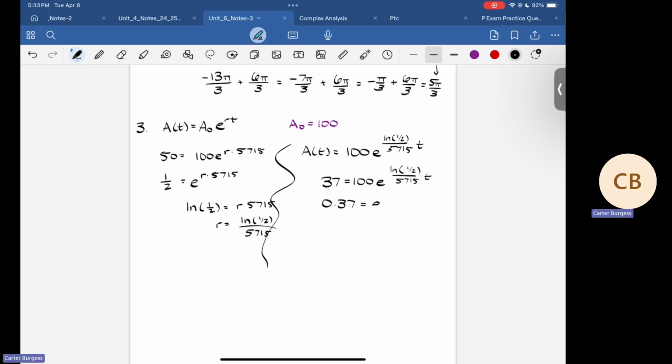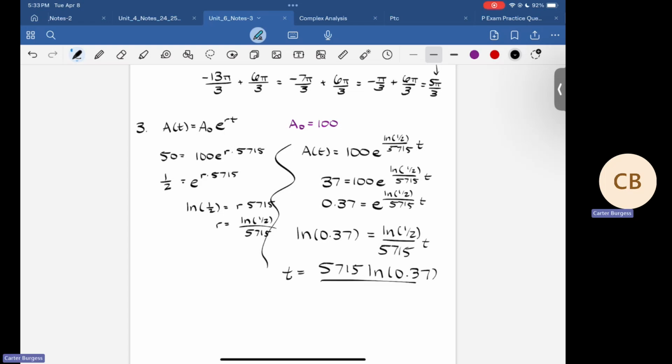Rewriting as a logarithm, ln of 0.37 is equal to ln of 1/2 over 5715 times t. Solving for t, multiplying by the reciprocal, I get that t is 5715 times the ln of 0.37 over ln of 1/2.